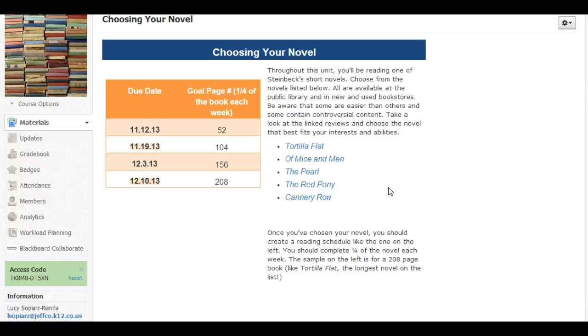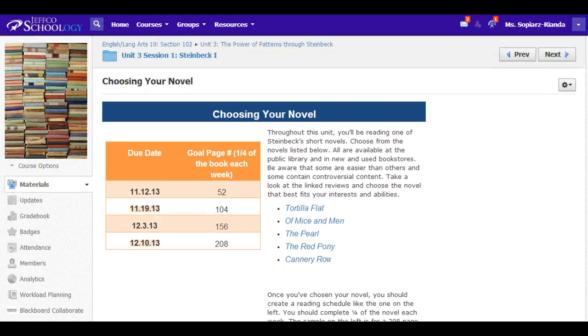So look at all those links and reviews and choose one of the novels that you feel best fits you. Once you've chosen your novel, you should create a reading schedule like this one on the left. You should complete 1/4 of the novel each week. So the sample on the left is for a 208-page book, Tortilla Flat, which is the longest novel. And this is how you would break it up. Okay? So be sure to create that schedule.